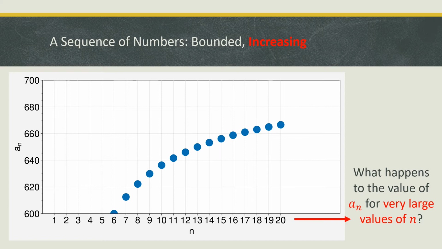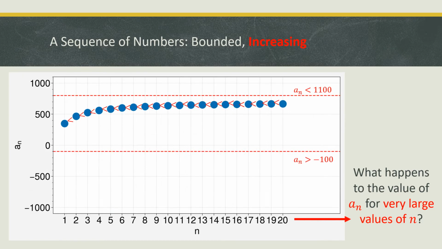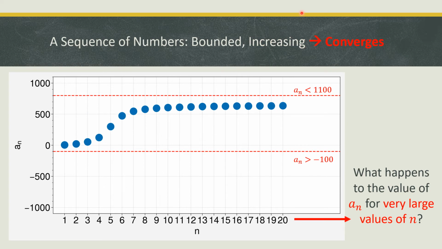Most people will say that the sequence is likely to approach a certain number, and in this case, that number cannot be greater than 1100. We say that the sequence converges. We write it this way.